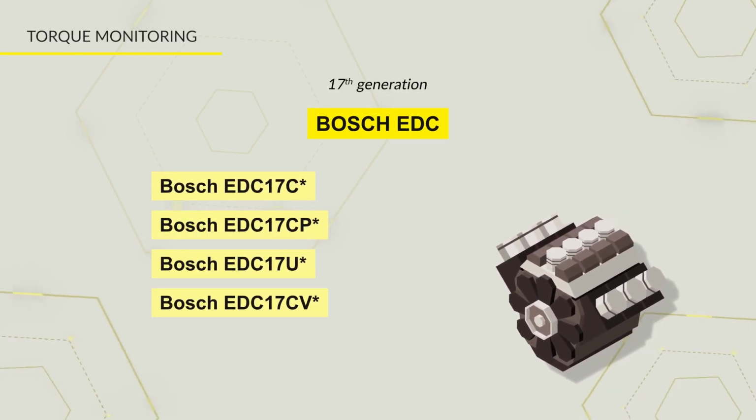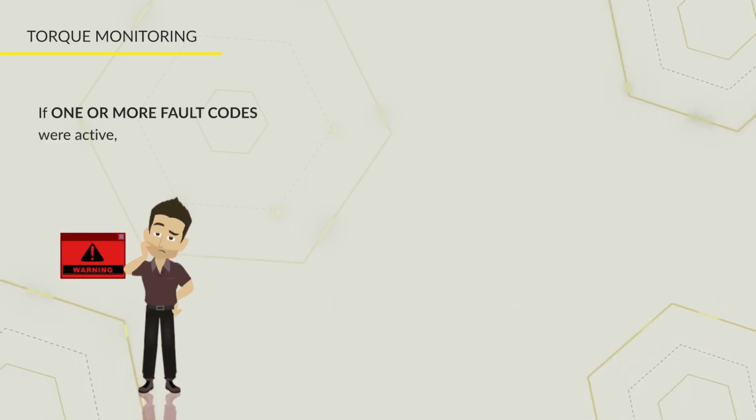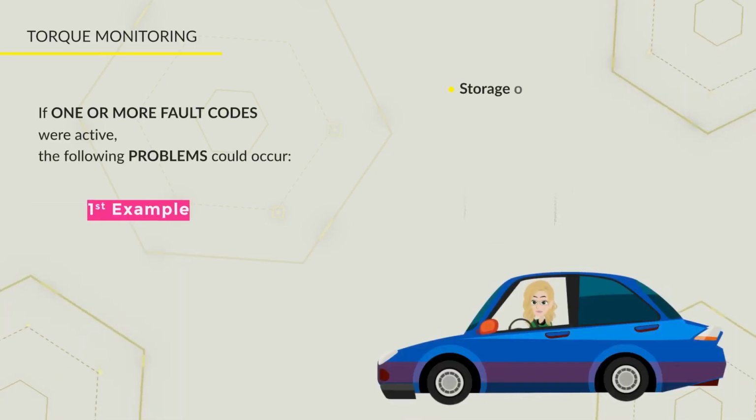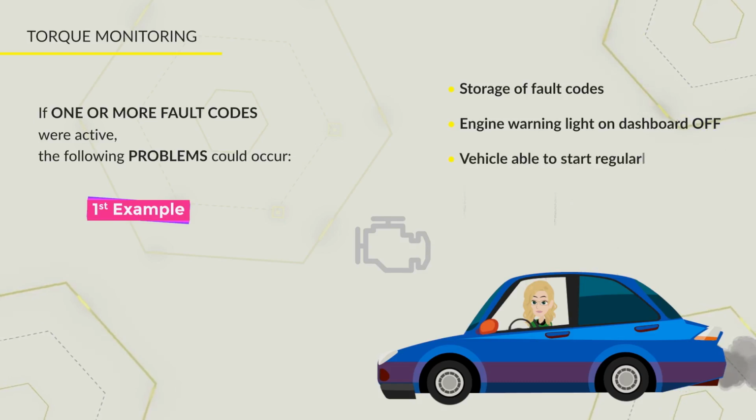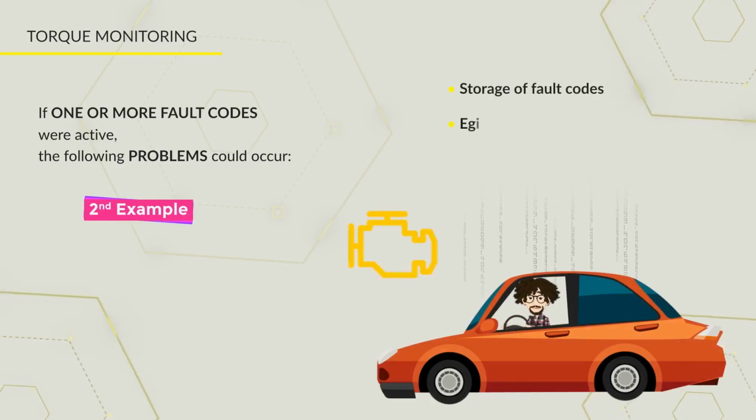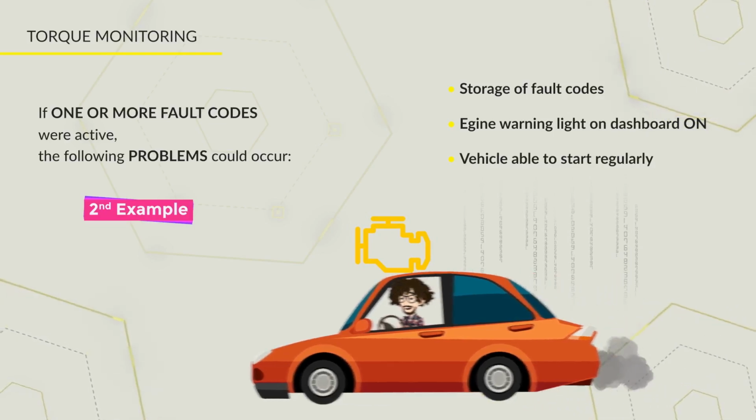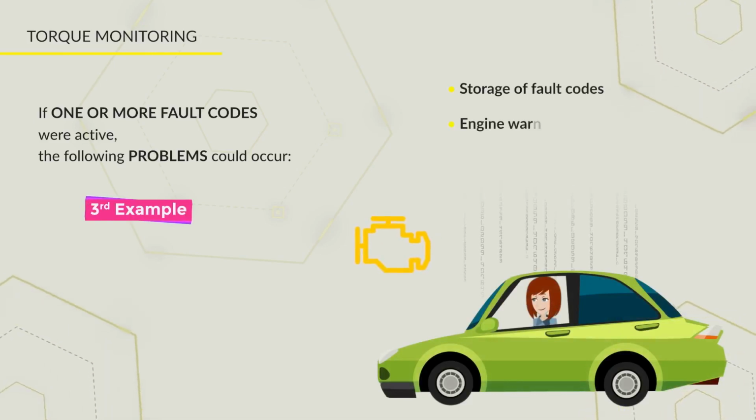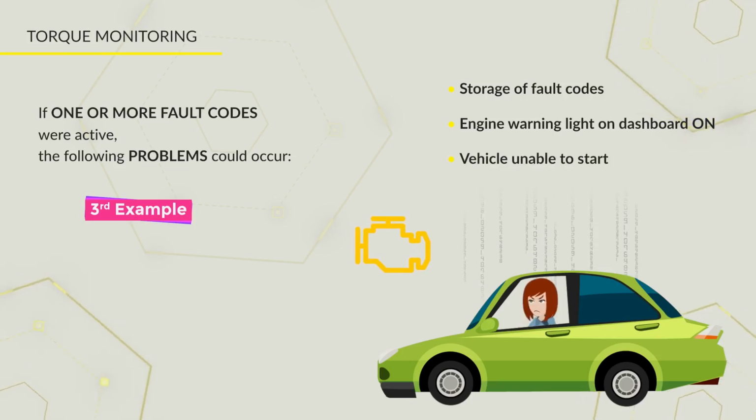Knowing what torque monitoring is and how it works is fundamental for the tuner, since if one or more fault codes were active after programming the ECU with a modified file, the following problems could occur. Storage of fault codes. Engine warning light on dashboard off and vehicle able to start regularly, as happens on Mercedes. Storage of fault codes. Engine warning light on the dashboard and vehicle capable of starting regularly, as happens, for example, on Stellantis Group vehicles. Storage of fault codes. Engine warning light on dashboard on and vehicle unable to start, such as on BMW cars.